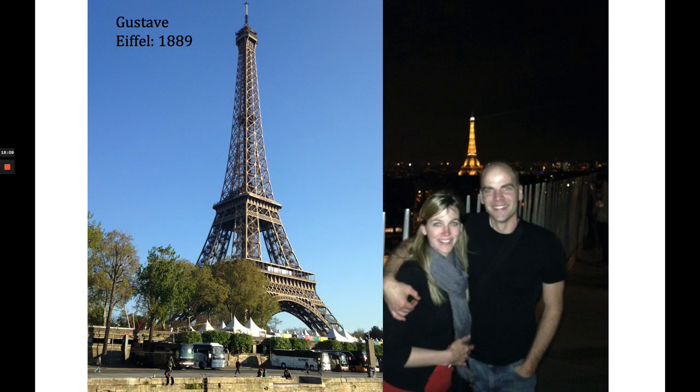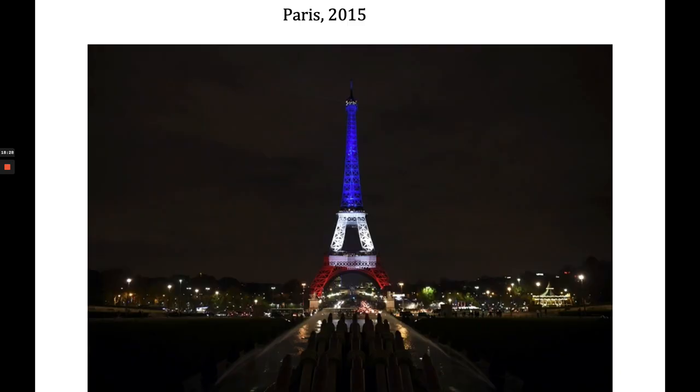And so this is me. This picture is one of the many pictures I have of the Eiffel Tower. I think this one was taken in 2015, and this is my wife and I going up. We're actually standing on top of the Arc de Triomphe at night, and then they light up the Eiffel Tower every night, and sometimes they do different color schemes just to celebrate different things. I think this one was on Bastille Day. But anyway, it's a symbol of Paris now.